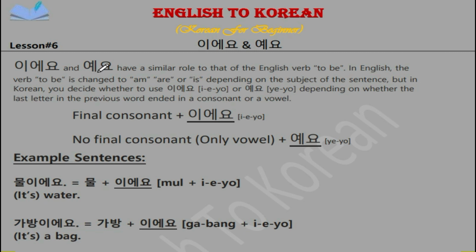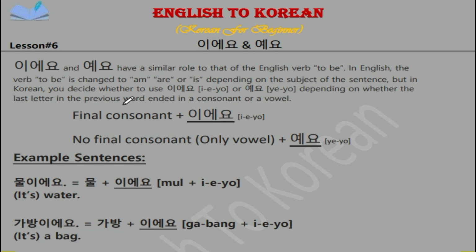EAO and YEO have a similar role to that of the English verb to be. In English, the verb to be is changed to am or is depending on the subject of the sentence. But in Korean, you decide whether to use EAO or YEO depending on whether the last letter in the previous word ended in a consonant or vowel.